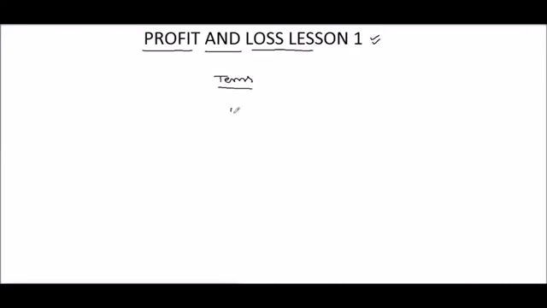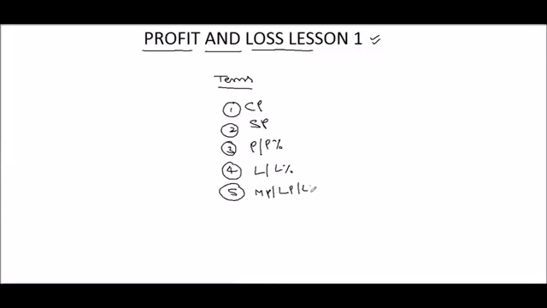The first very important term they use is cost price. Then the second one is of course selling price. The third one is profit or profit percentage. Then the fourth one is loss or loss percentage. Then the next one is market price or labeled price or list price. Then the next one is discount. Generally, they use this terminology and all the questions are based on this only, in a very logical way.